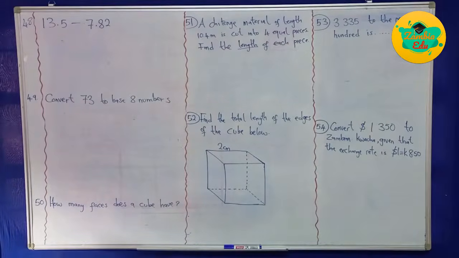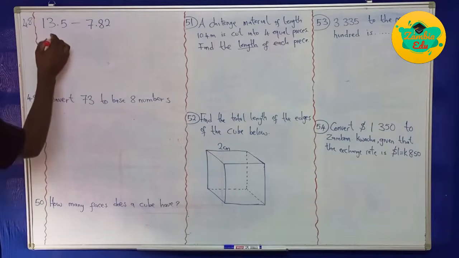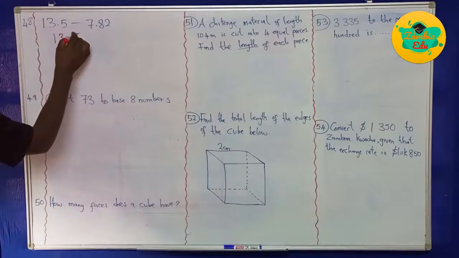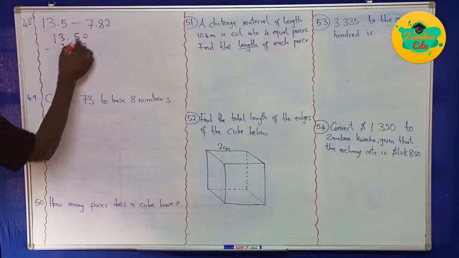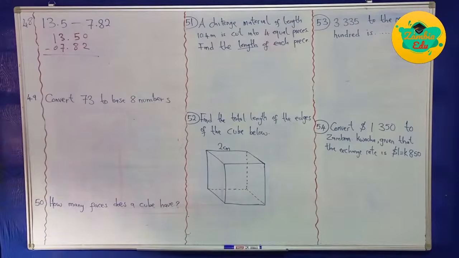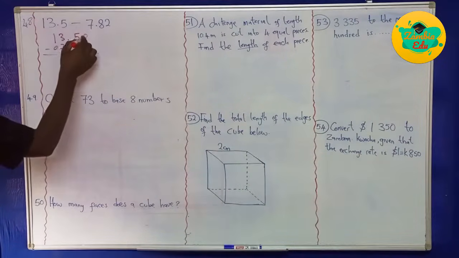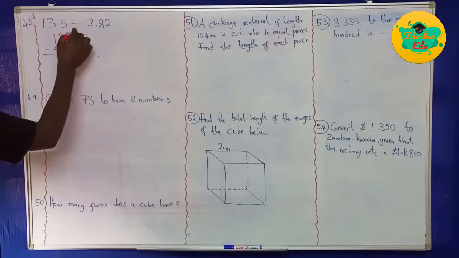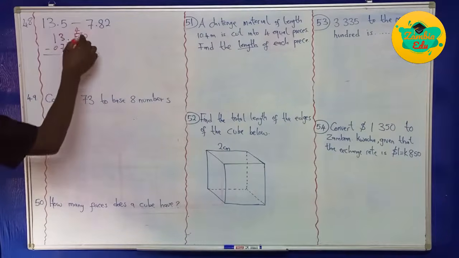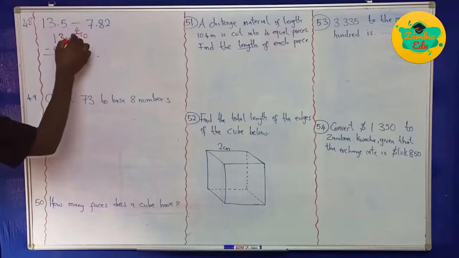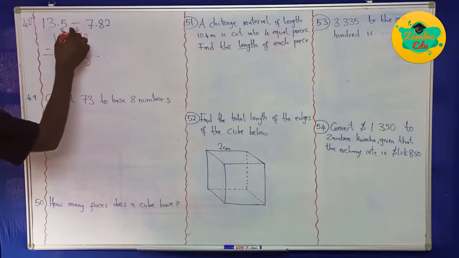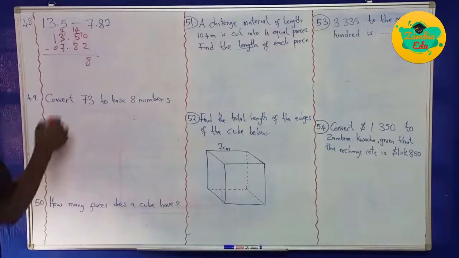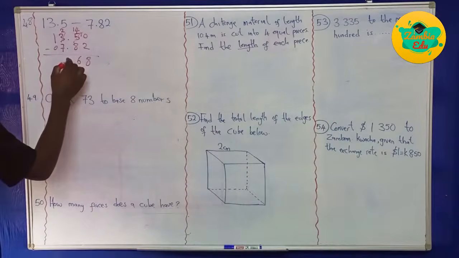Question 48 is 13.5 minus 7.82. So we're looking at 13.5 minus 7.82. Put a placeholder there, subtract another placeholder there. So 0 take away 2, it can't. So borrow from there, it means a 4, that becomes a 10. 10 take away 2 is 8. 4 minus 8, it can't. Therefore, borrow 1 from 3, it means a 2, that becomes a 14. 14 take away 8, we have 6 in the point.